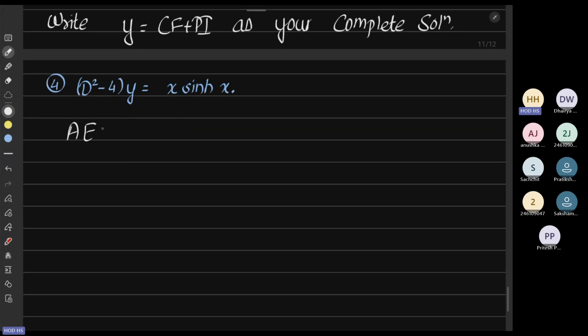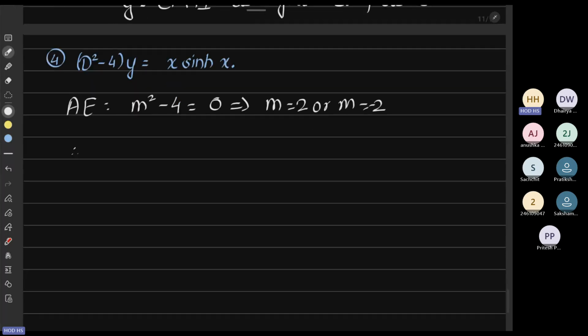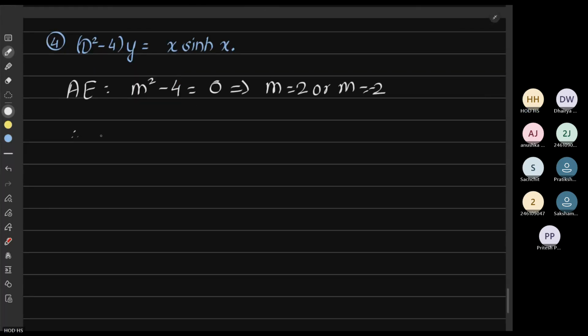Again, the auxiliary equation will be m squared minus 4 is equal to 0, which will give me m is equal to 2 or m is equal to minus 2. So note that roots are distinct. Therefore, CF is given by C1 e to the power 2x plus C2 e to the power minus 2x.